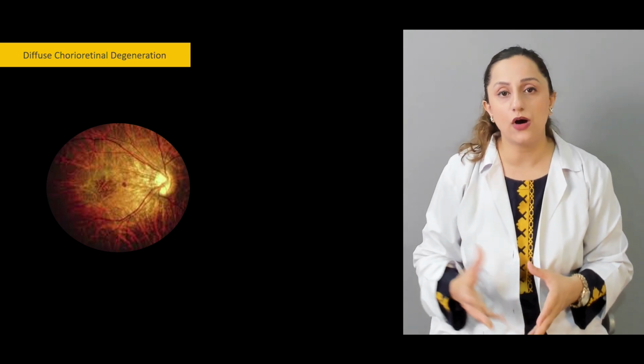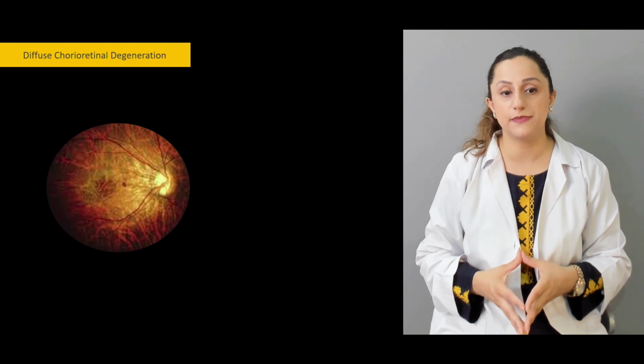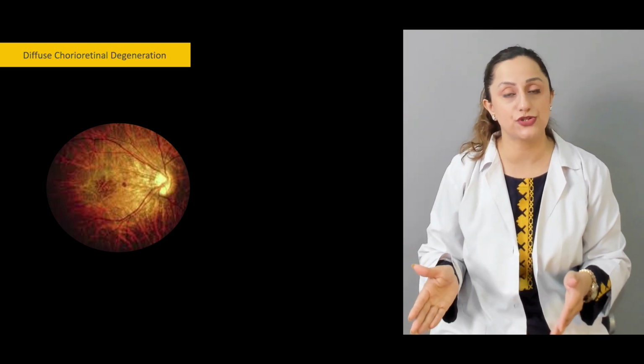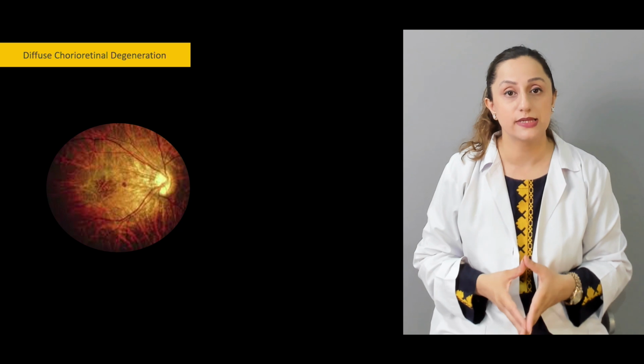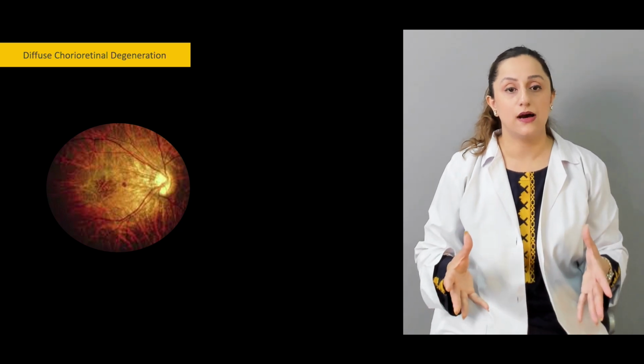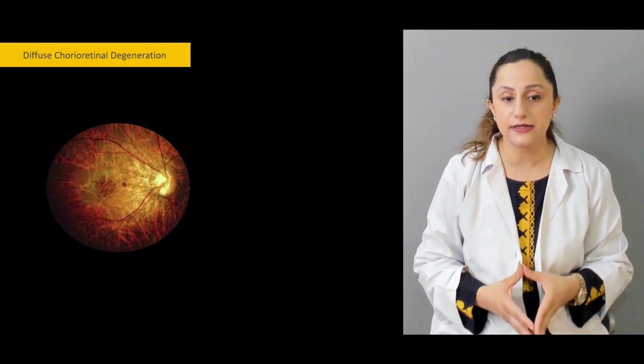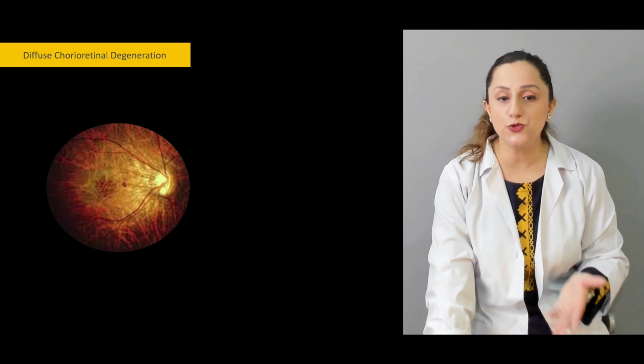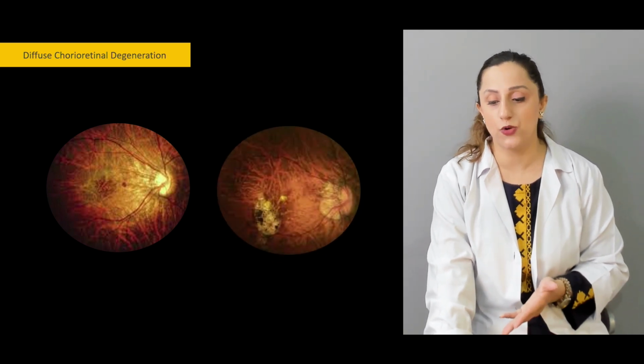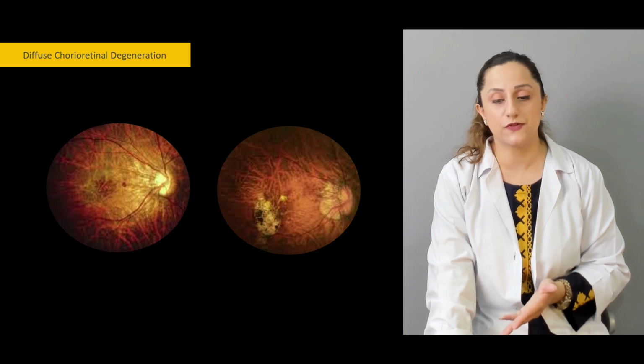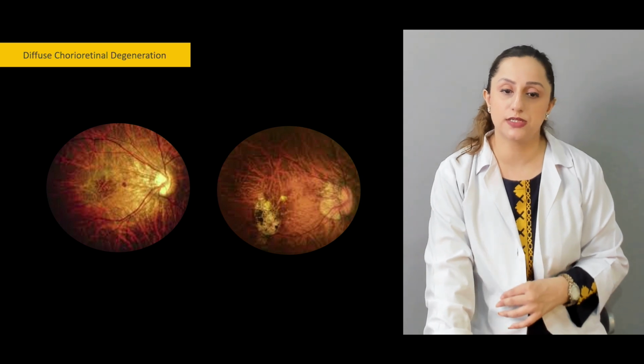And again, one of the causative factors towards the development of this chorioretinal degeneration is myopia. Short-sightedness is again one of the causative factors towards the development of this diffuse kind of a picture in the chorioretinal degenerations. This is again one of the fundoscopic findings of the diffuse chorioretinal degenerations.